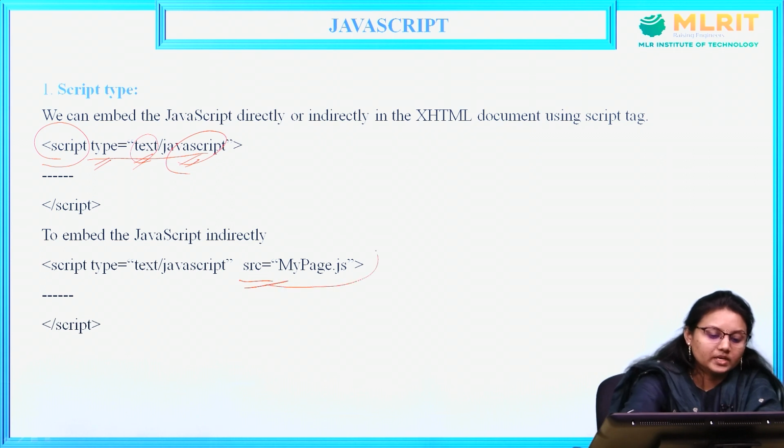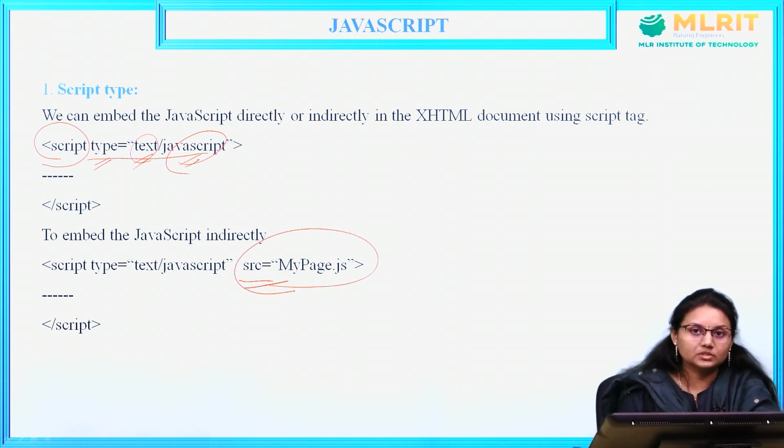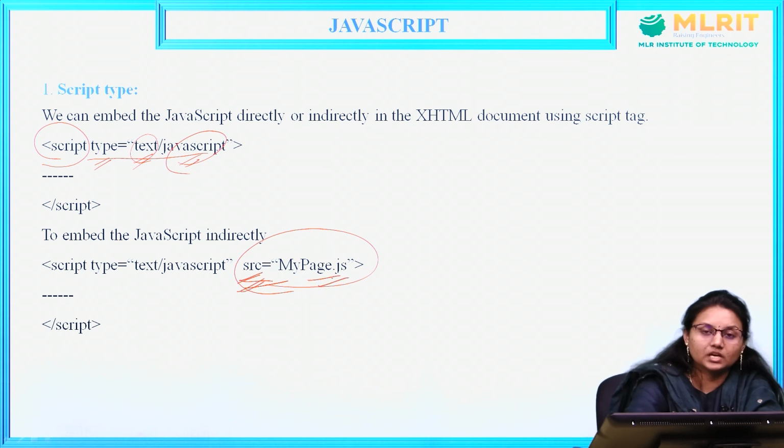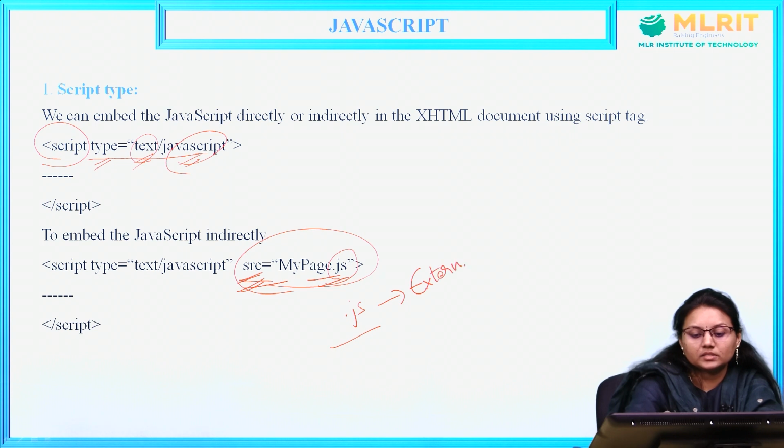So when you are externally giving JavaScript as a source, you are giving a source, like for an image we are taking a source, similarly we will give a source with JavaScript code. This is the external JavaScript, which we define with the .js extension, so that it can be extracted externally. Okay, that is the external JavaScript.